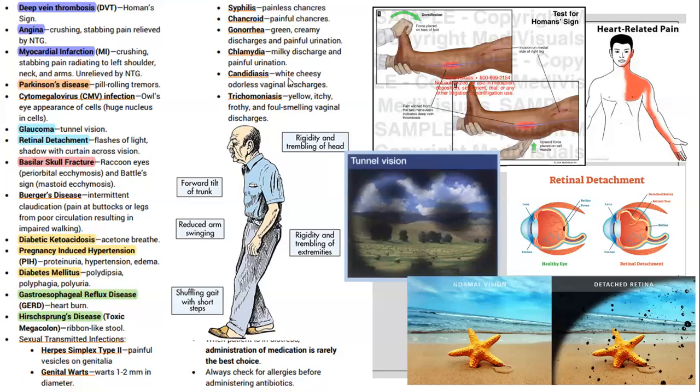Candidiasis, white, cheesy, colorless vaginal discharge. Trichomoniasis, we will see yellow, itchy, and foul-smelling vaginal discharge. These are a few notes frequently asked in the NCLEX board exam. I would like to request you to go over it and review again and again.